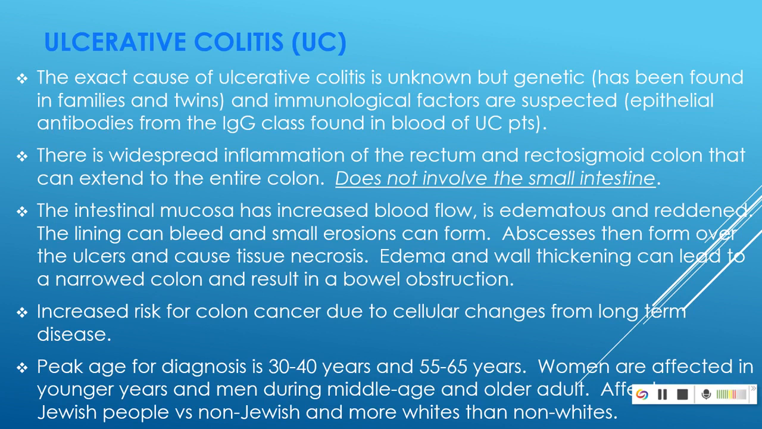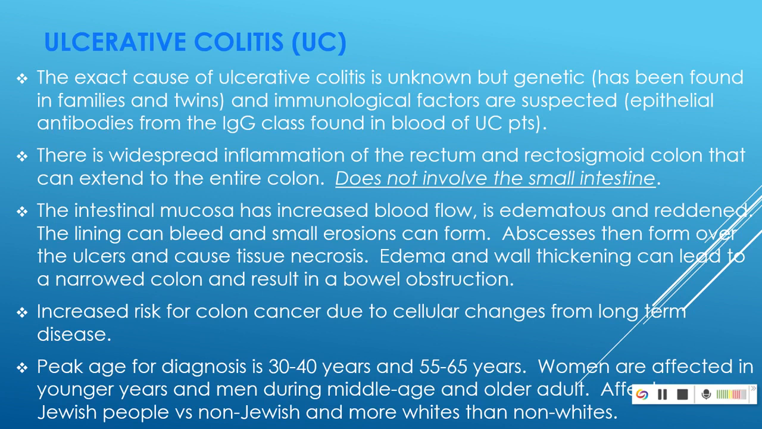Edema and wall thickening lead to a narrowed colon, right? We're taking up some of the diameter of the lumen, and it can result in a bowel obstruction. Which type of bowel obstruction do you think it would be? Mechanical or non-mechanical? Well, since the lumen of the colon is decreasing in diameter, that would be a mechanical obstruction.